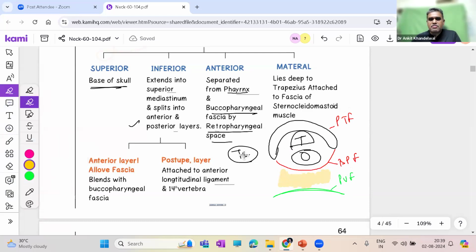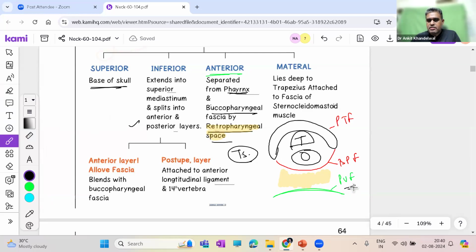This is behind the pharynx, known as the retropharyngeal space. Now see the wording over here. This is the attachment of the prevertebral fascia. It is saying it is separated from the pharynx and buccopharyngeal fascia. So this prevertebral fascia is separated from the buccopharyngeal fascia by the retropharyngeal space. So this is the retropharyngeal space. Why is it retro? Because it is behind the pharynx.